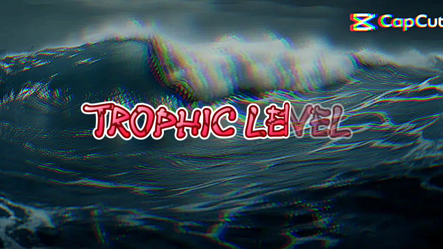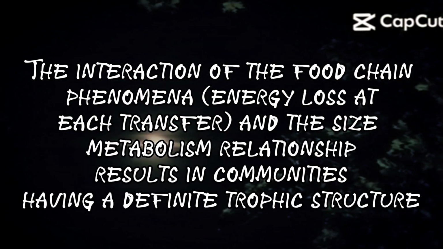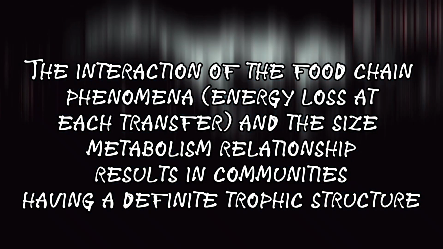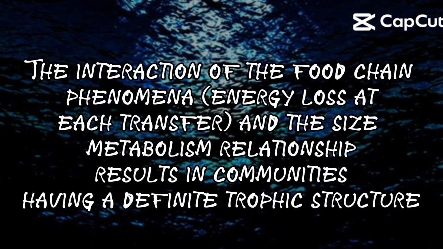Trophic level. The interconnection of food chains, energy lost at each transfer, and the size-metabolism relationship result in communities having a defined trophic structure.